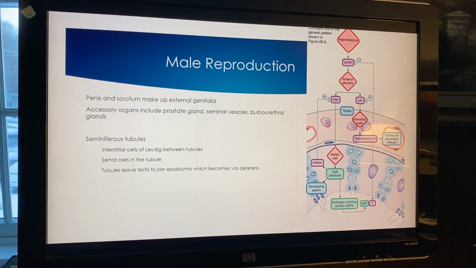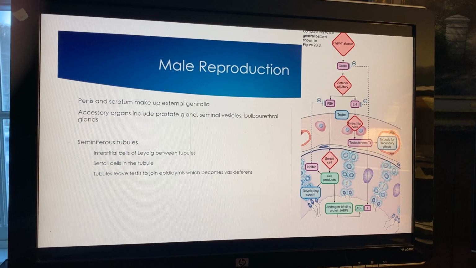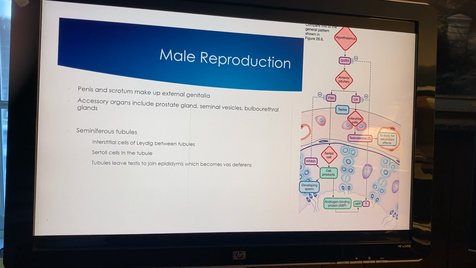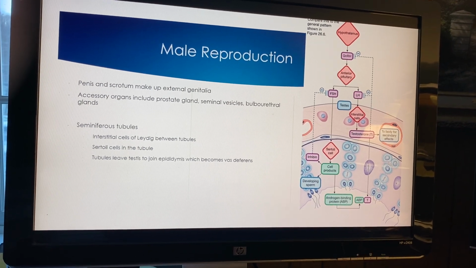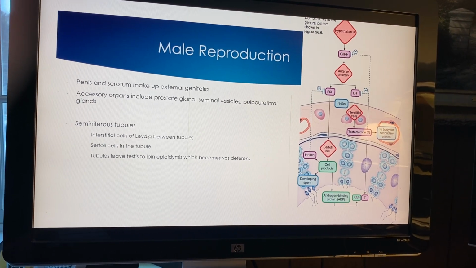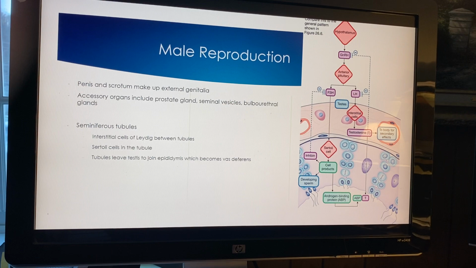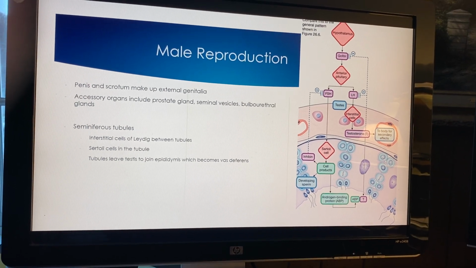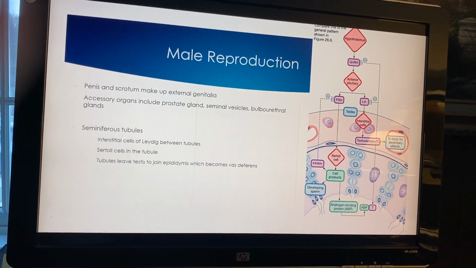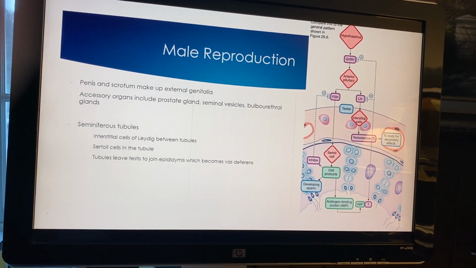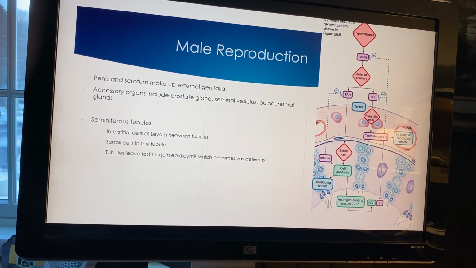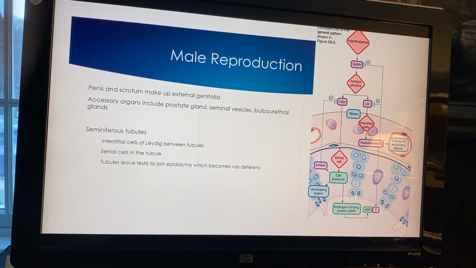Now, the male reproductive system. The external genitalia are the penis and the scrotum. And accessory organs include the prostate gland, the seminal vesicles, and the bulbourethral glands. And all of these contribute to the semen, which is the liquid that sperm is stored in. What's very important here is the seminiferous tubules, and you can see on the diagram on your right, that's the purple area at the bottom there. And here, Sertoli cells are a major contributor in sperm. These produce cell products that assist in the development of sperm.